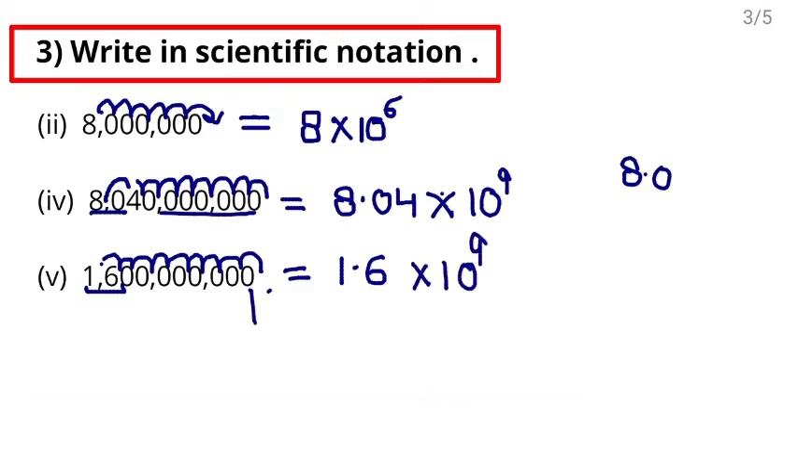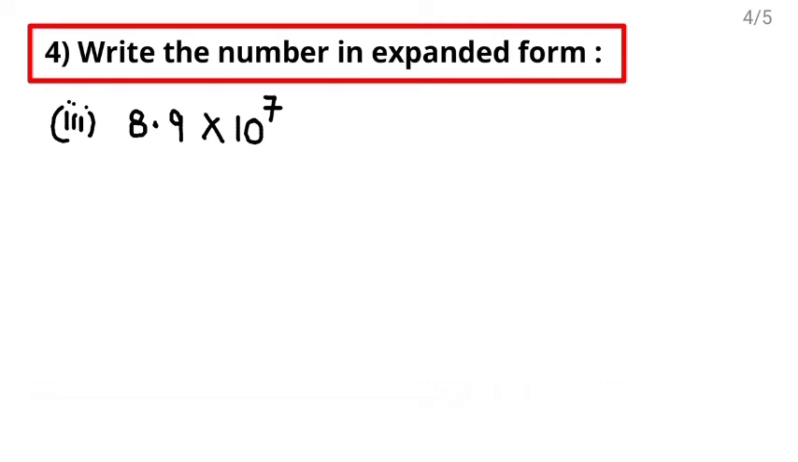Clear? This was in kilometers, so write your answer in kilometers. Next question, question number 4. Write the number in expanded form. This is just the opposite of the previous question. What was given in the previous question? Expanded form was given, and they were asking to write it in scientific notation. Now they have given scientific notation and they are asking to write it in expanded form. So let's expand it.